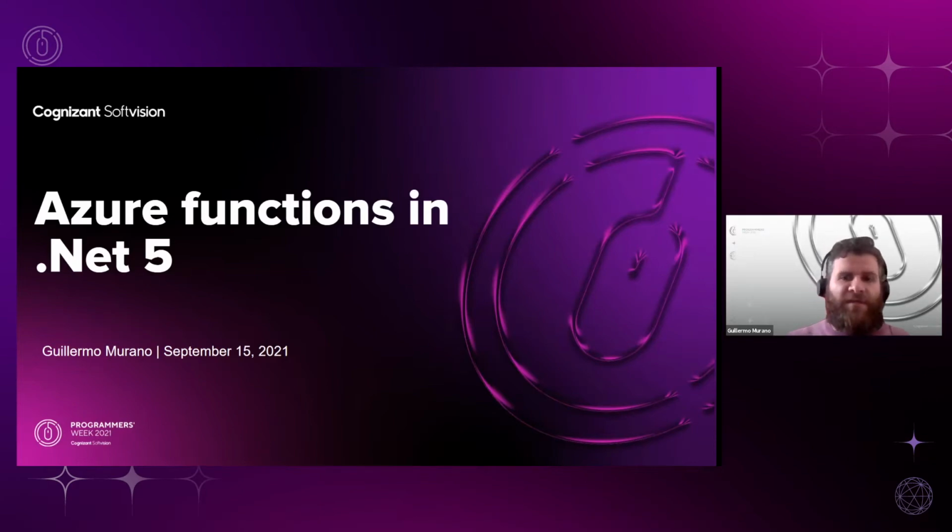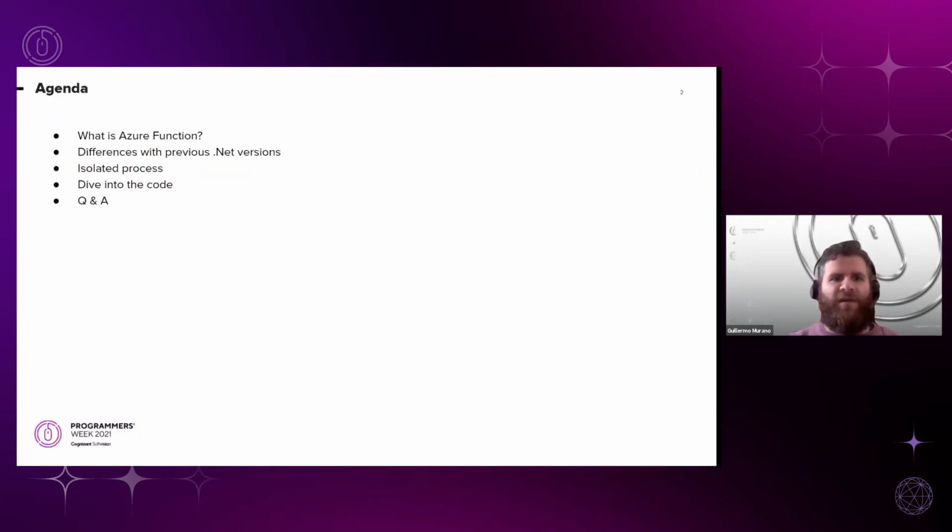So let's get started. This is going to be our agenda. We're going to talk about what is Azure Function, a brief introduction, the differences with the previous .NET versions, what is an isolated process. We're going to dive a bit into the code and the differences between Azure Functions in .NET Core 3 and .NET 5. And we're going to have a bit of Q&A.